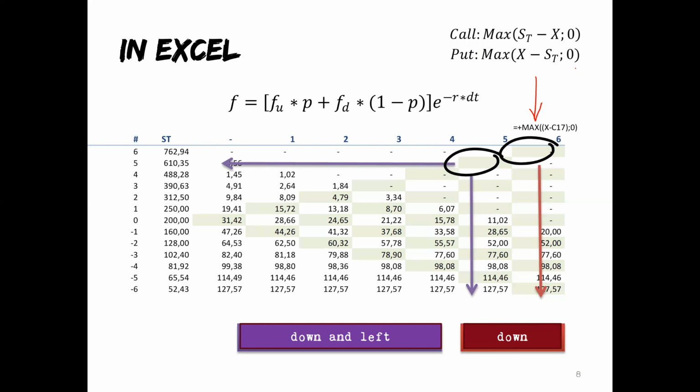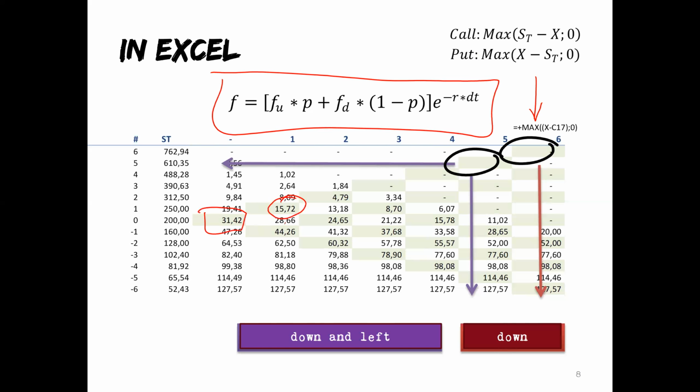Then there's another formula which we are going to use in all the other cells. That is the one I showed you a moment ago, kind of an expected value. For example, here, this is an expected value between this number and this other number, from the upside and the downside numbers, and discounted for one interval backwards. So we start here, and then we can copy the formula left and down for the tree.